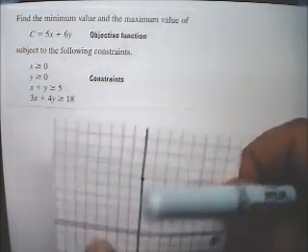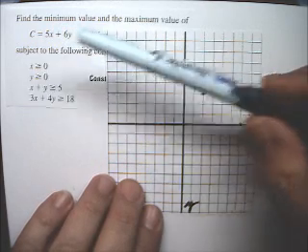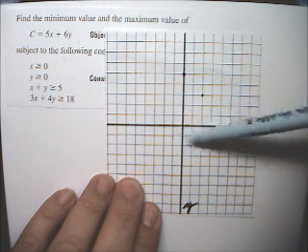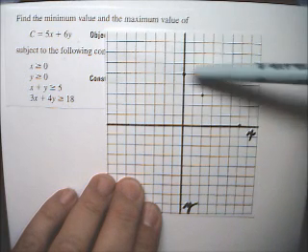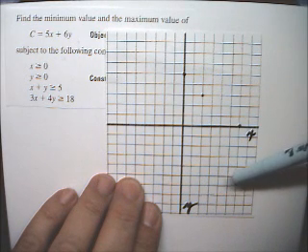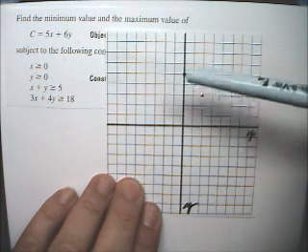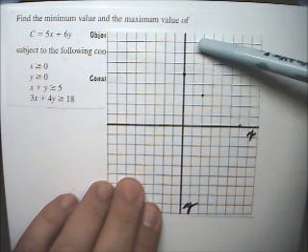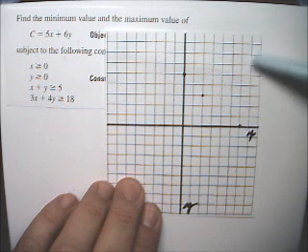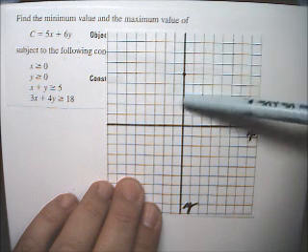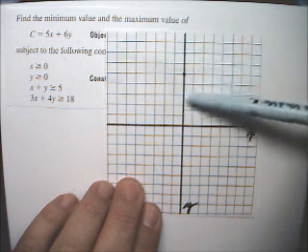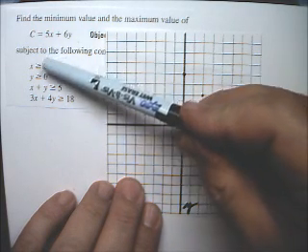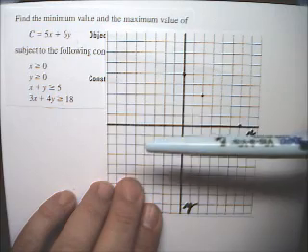Graphing them, the first two are pretty straightforward. X greater than 0 means everything this side of the y-axis. That's where x is greater than 0. The second one is y is greater than 0, and that's everything up here above the x-axis. And the intersection is this right here, this upper right-hand corner. That's quadrant 1. So that takes care of the first two inequalities.